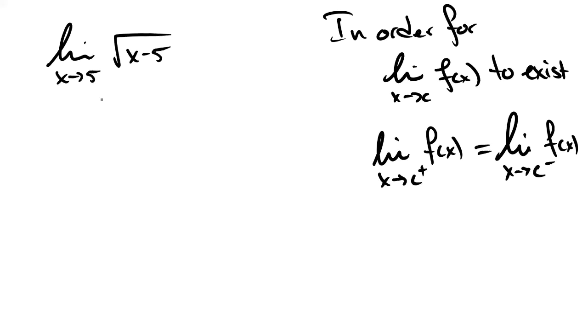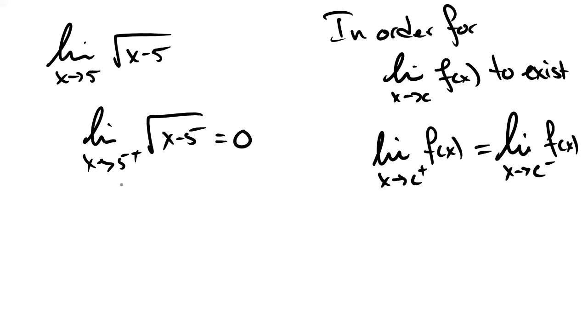If you were to look at the limit as x approaches 5 from the right of the square root of x minus 5, just imagine we're taking values like 5.1, 5.01, 5.001. If you take each one of those as x gets closer and closer to 5, we get 5.1 minus 5 is 0.1, and the square root of 0.1 is even smaller than 0.1, and we get closer and closer to 0 as x gets closer and closer to 5 from the right. So it would be correct to say that the limit as x approaches 5 from the right goes to 0.